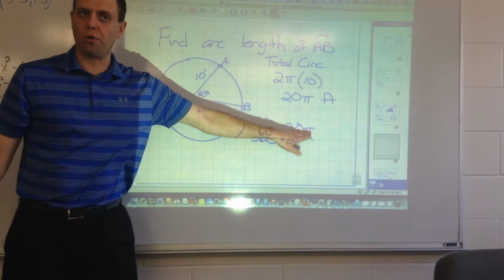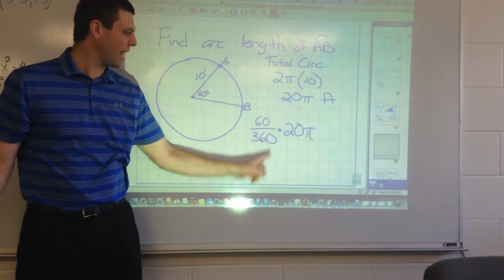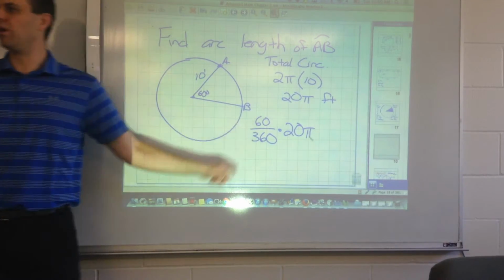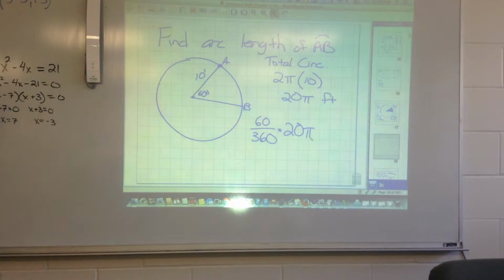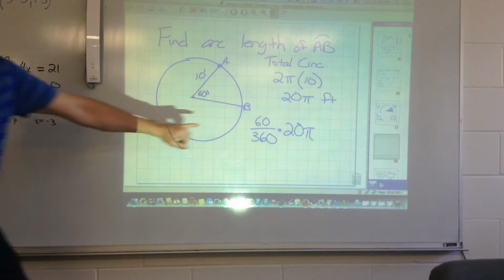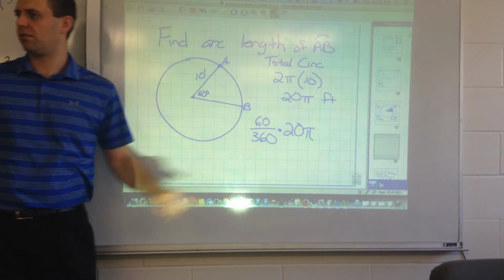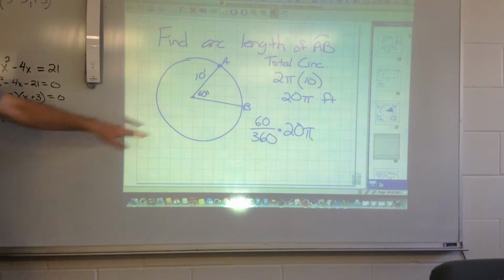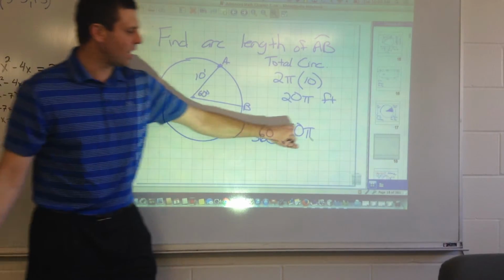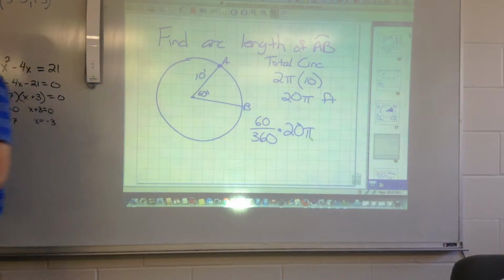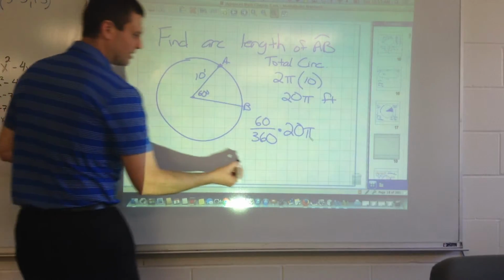Because this is the total circumference, but I'm only concerned with 1/6 of it. You said divide by 6. Isn't that the same thing as multiplying by 1/6, which we're going to do now? So if you take 60 over 360 times 20 pi, you will get your answer. I'm going to leave it in terms of a fraction right now because I think it's easier.